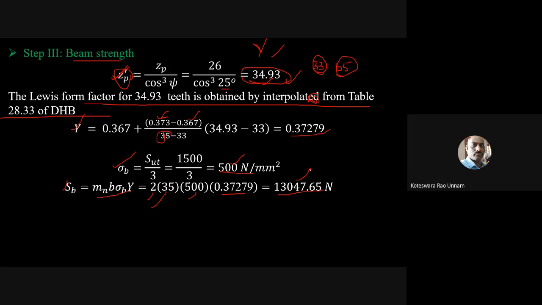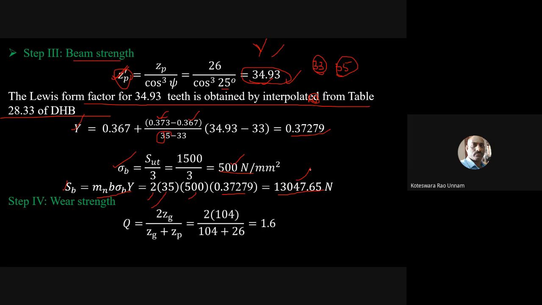Once I know the beam strength, I can calculate the factor of safety, which is nothing but beam strength divided by the effective load. Similarly, in order to calculate the factor of safety against the pitting failure, you should know the wear strength also. We know the formula for the wear strength. In that formula, you require Q, the ratio factor, which is 2 into Zg divided by Zg plus Zp. He has already given the number of teeth on gear as well as pinion, so you can easily calculate Q. If you substitute the data, you will get Q as 1.6.